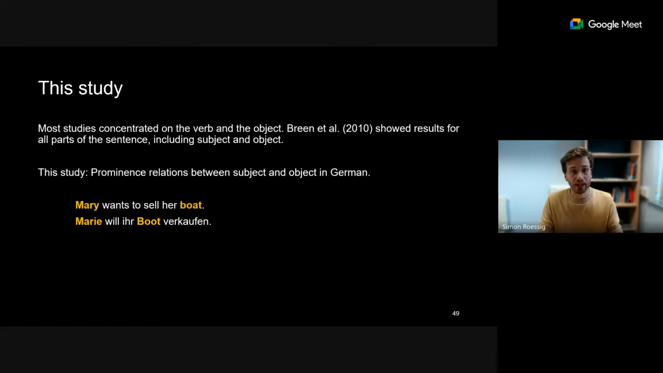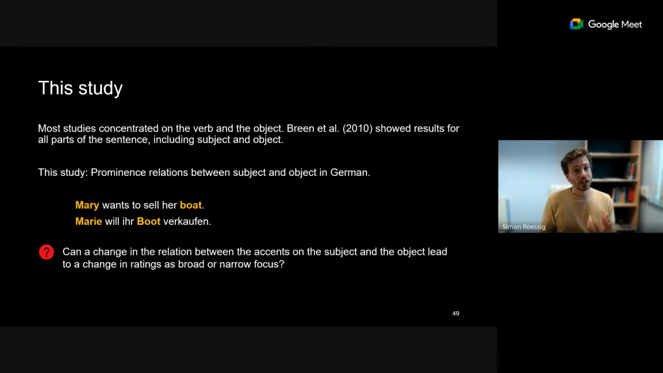And we will be looking at German. All the other studies are for English, and now this is going to be for German. So we will ask, can a change in the relation between the accents on the subject, the prenuclear accent, and the accent on the object, the nuclear accent, lead to a change in the ratings as broad or narrow focus?